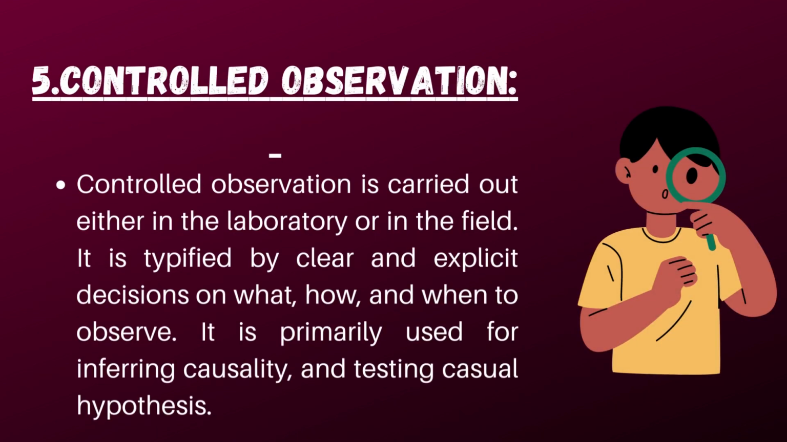Number 5, controlled observation. Controlled observation is carried out either in the laboratory or in the field. It is typified by clear and explicit decisions on what, how, and when to observe. It is primarily used for inferring causality and testing causal hypotheses.